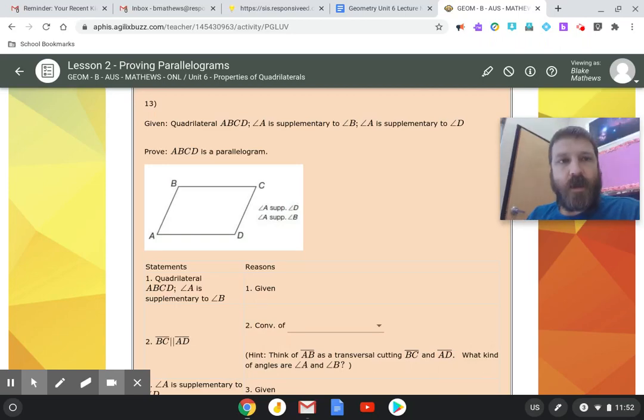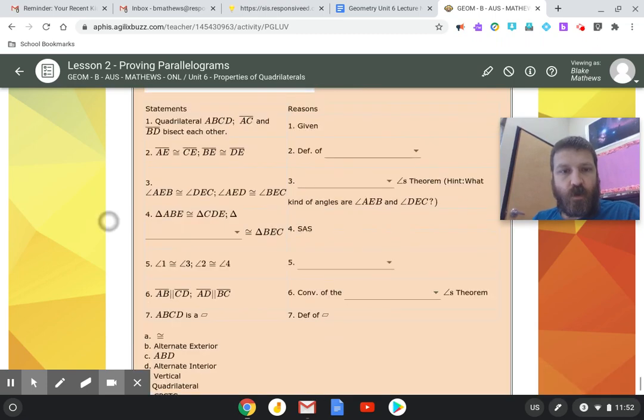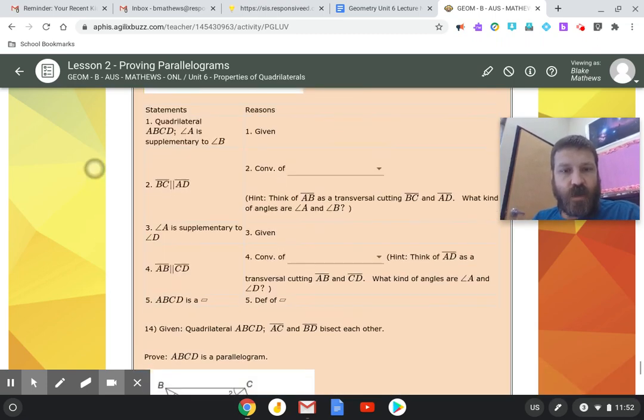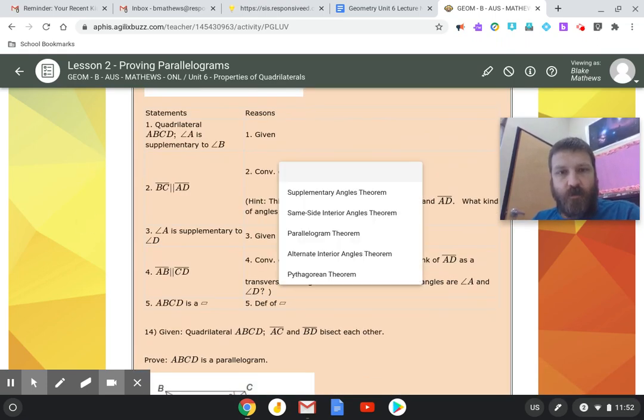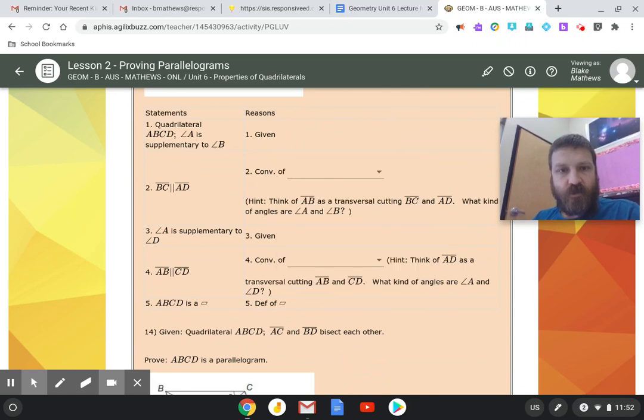All right, we're picking back up to finish up lesson 2. There's 2 more proofs, and again, I told you guys I would walk you through these. So let's look at what we've got here. We've got a couple of blanks we have to fill, so this shouldn't be too tough.